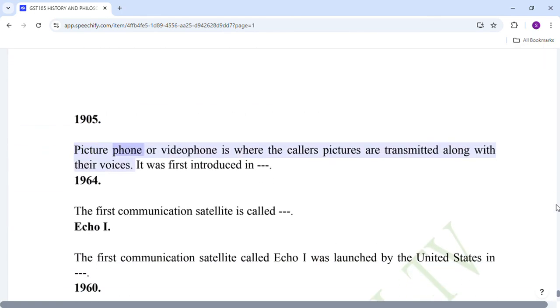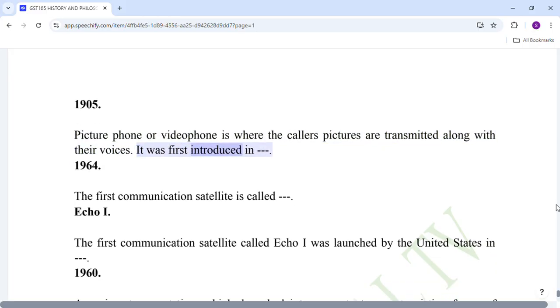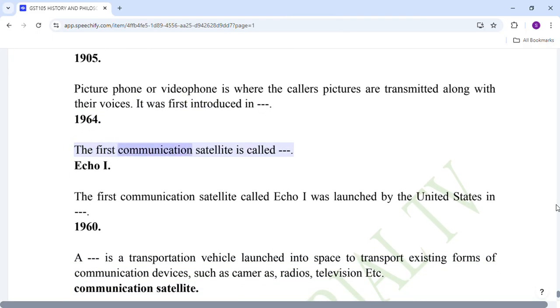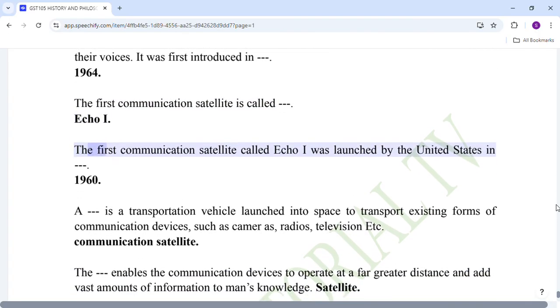Picture phone or video phone is where the caller's pictures are transmitted along with their voices. It was first introduced in 1964. The first communication satellite is called Echo I. Echo I was launched by the United States in 1960.